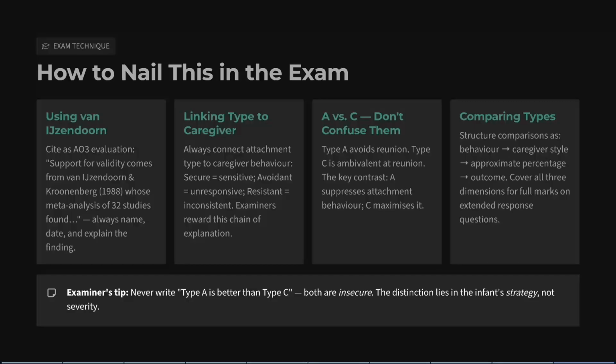And finally, for any question asking you to compare attachment types, here I give you the ideal structure. Behaviour, caregiver style, approximate percentage, outcome. Cover all 4 dimensions for each type and you will have a comprehensive, well-organised answer that addresses what examiners are looking for across all of the exam boards. This is Ainsworth's Strange Situation and the 3 types of attachment fully decoded.